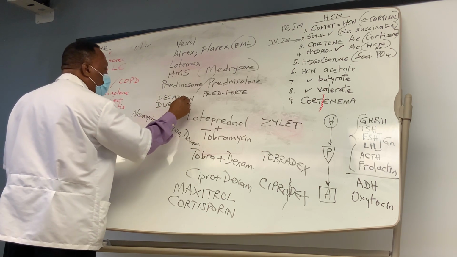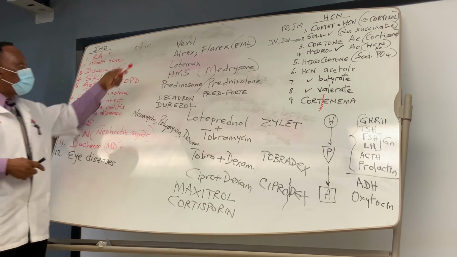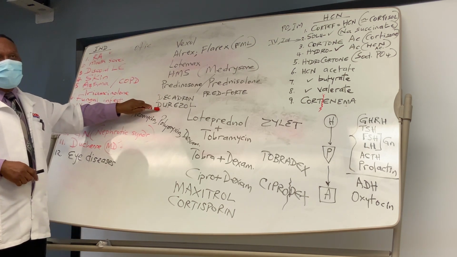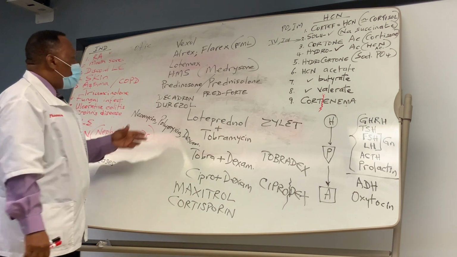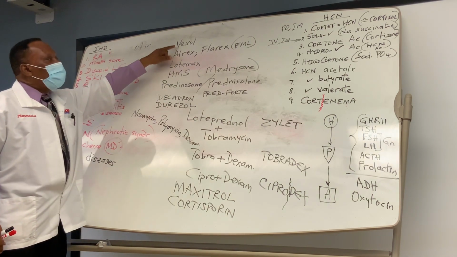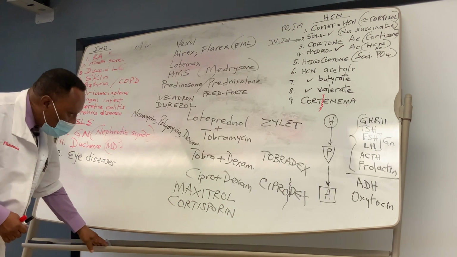Durezol is another adrenal steroid preparation that is used in the eyes. So if somebody is to have, let's say, cataract removal or eye surgery, you always see these two, Dexol and Durezol, prescribed for that patient to either prevent inflammation or to manage inflammation after the surgery. So if somebody is going for cataract removal or eye surgery, usually you see Durezol and you see Dexol being prescribed for that patient.